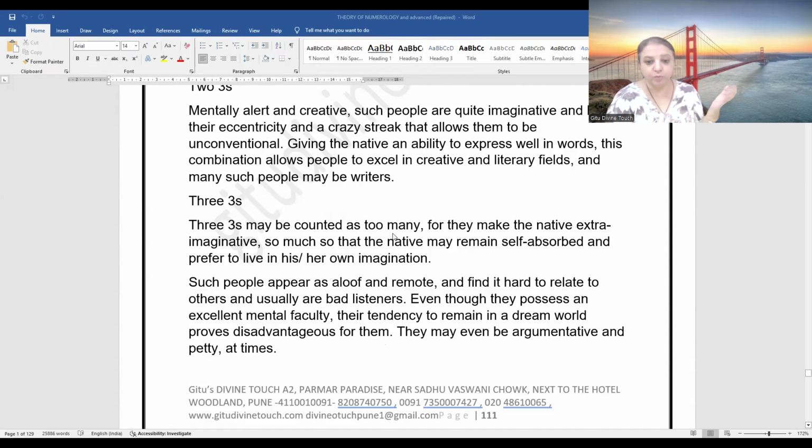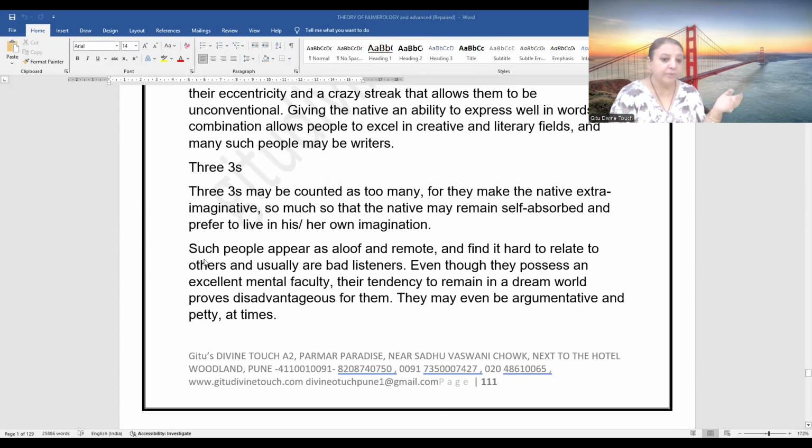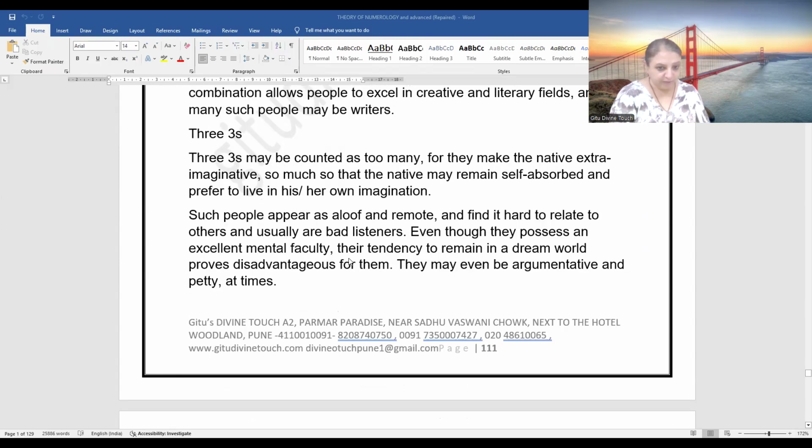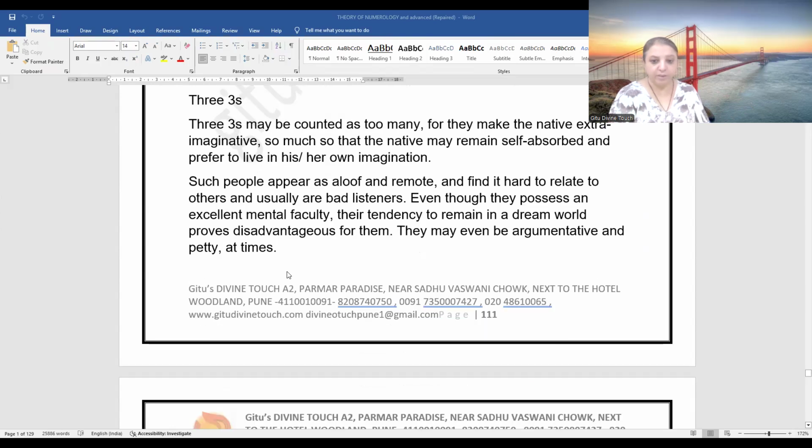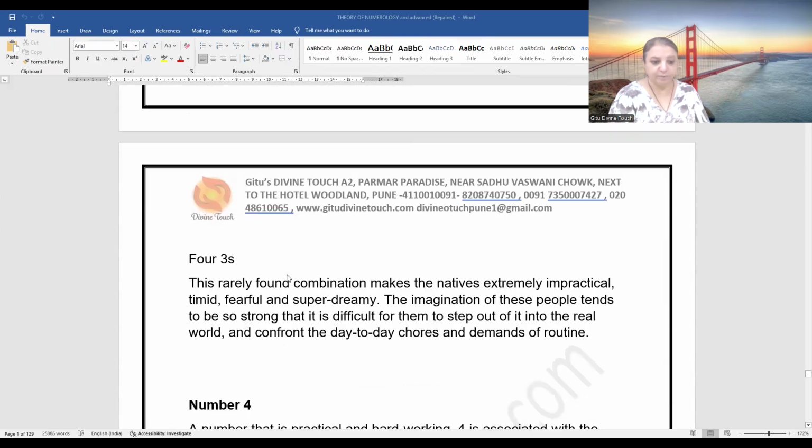Threes may be counted as too many, for they make the native extra imaginative. So much so that the native may remain self-absorbed and prefer to live in his or her own imagination. Such people appear aloof and remote and find it hard to relate to others and are usually bad listeners. Even though they possess an excellent mental faculty, their tendency to remain in a dream world proves disadvantageous for them. They may even be argumentative and petty at times.